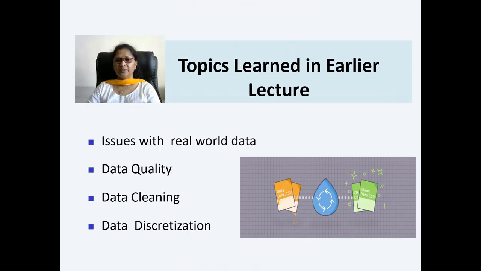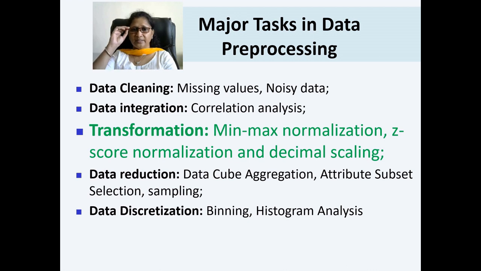In the earlier lecture, we learned what the issues with real world data are. We also learned how we define data quality. We learned two techniques, data cleaning and data discretization. And in this lecture, we shall be learning about one of the data pre-processing techniques, that is data transformation, which includes normalization, and three techniques for normalization: MinMax Normalization, ZScore Normalization, and decimal scaling.